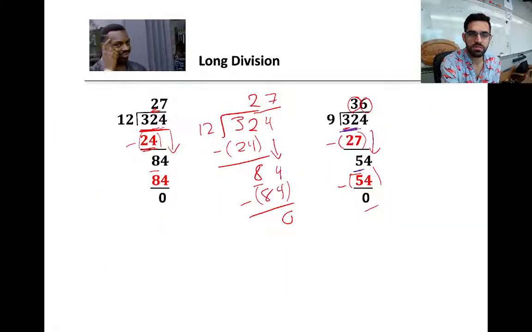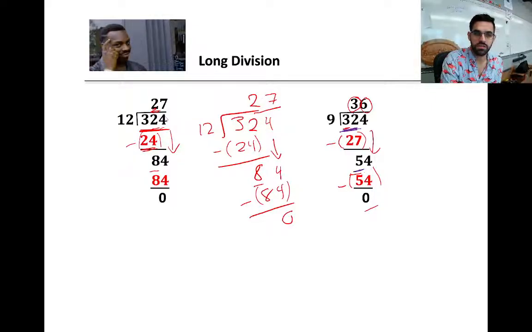So long division ties back to our elementary practice of doing long division. A quick refresher for you. Here's how you do it. We have 324 divided by 12. We say, all right, 12 goes into 32 two times. 12 times 2 is 24. So if we take away 24 from 32, we have a remainder of 8.